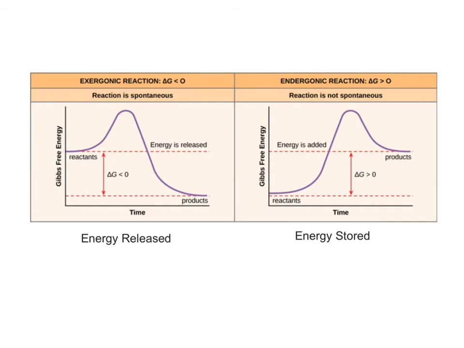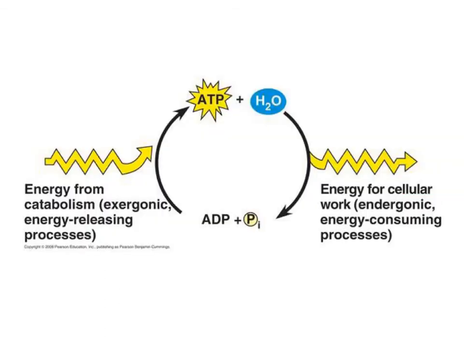Now, with energy coupling, it's important to remember that the entire exergonic reaction is on the left, and the entire endergonic reaction is going to be shown and found on the right side. Now, we're just going to go through a real-life example of energy coupling. So here is a cycle.